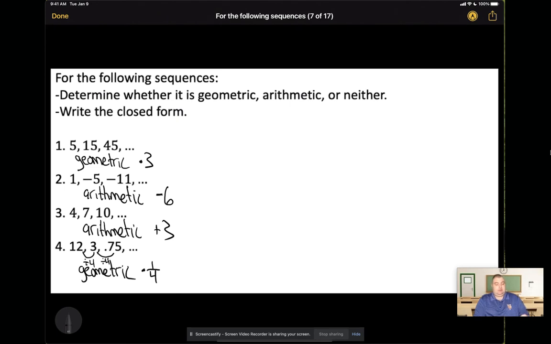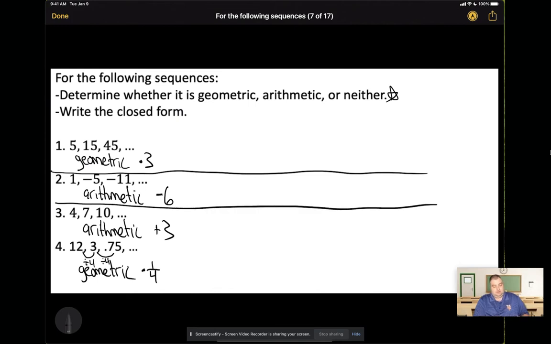So we went through and did this part right here. Now we're going to actually go through and write the closed form for each of these sequences.